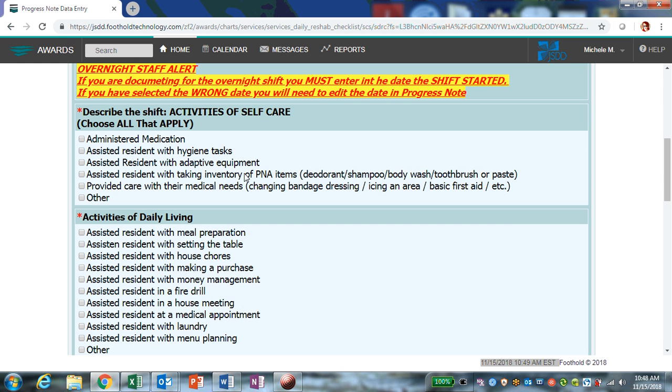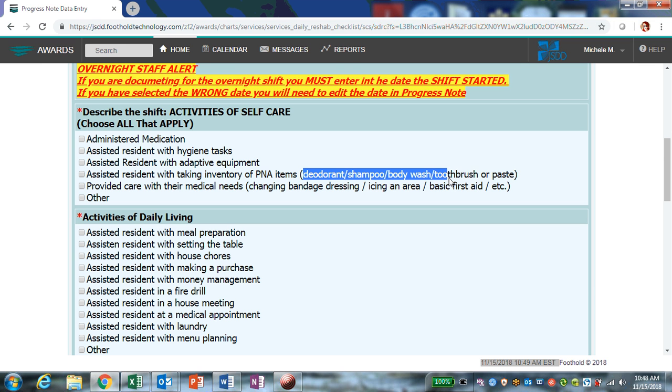Notice that the language is based on what you provided the resident. Okay, you administered medication, right? Administered med. Assist resident with hygiene. Assist resident with adaptive equipment. Assist resident with taking inventory of personal and accessory items, such as deodorant, shampoo, body wash, toothbrush, or toothpaste.